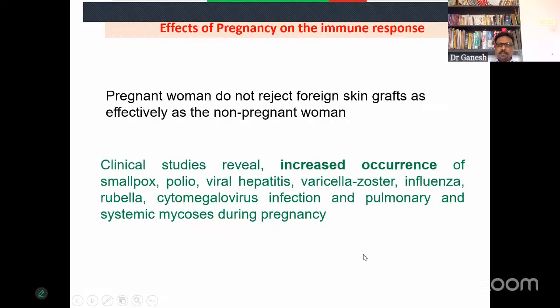Clinical studies reveal increased occurrence of smallpox, polio, viral hepatitis, and varicella zoster virus, which causes herpes. Also influenza, and rubella, which causes measles. Cytomegalovirus also causes herpes, and there are pulmonary and systemic mycosis. Pulmonary mycosis means a fungus causing infection to the lungs, and systemic mycosis occurs in other parts of the body, mainly the skin. These infections can increase during pregnancy because the female is exhibiting immunotolerance during this period.